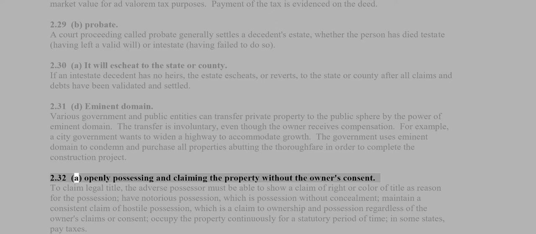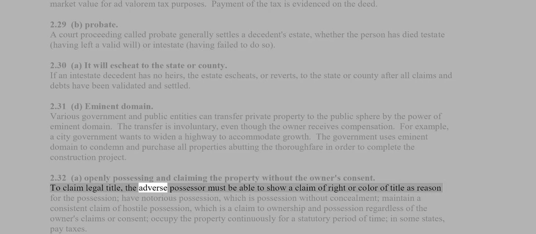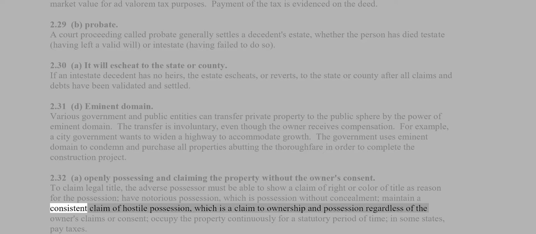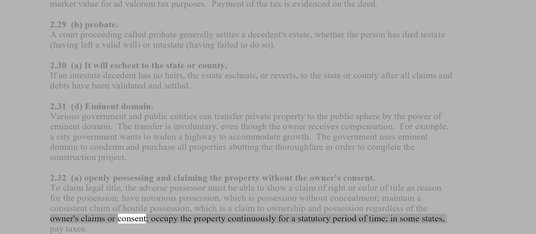2.32 a. Openly possessing and claiming the property without the owner's consent. To claim legal title, the adverse possessor must be able to show a claim of right or color of title as reason for the possession, have notorious possession, which is possession without concealment, maintain a consistent claim of hostile possession, which is a claim to ownership and possession regardless of the owner's claims or consent, occupy the property continuously for a statutory period of time, and in some states, pay taxes.